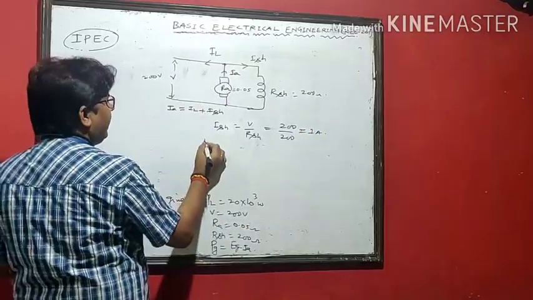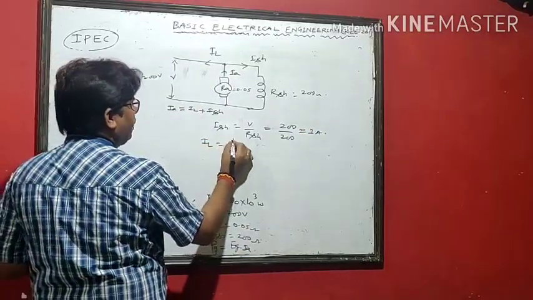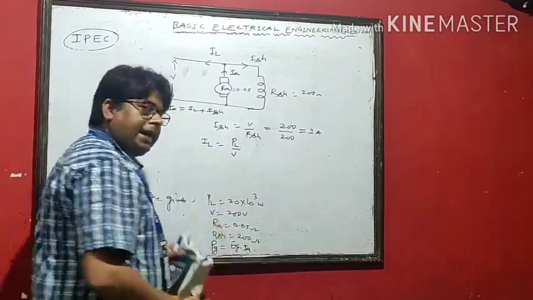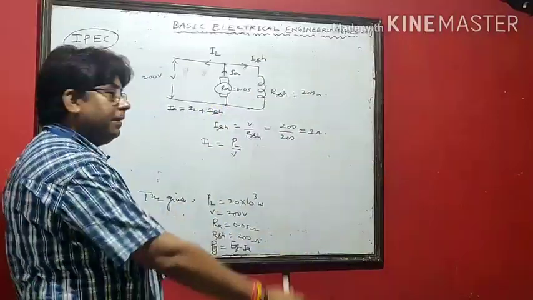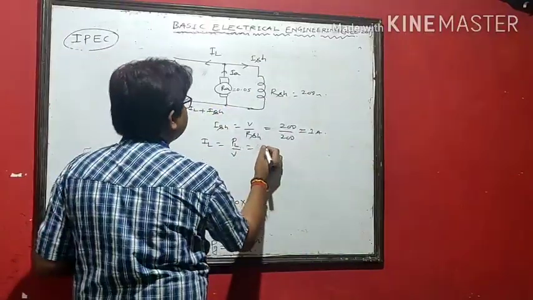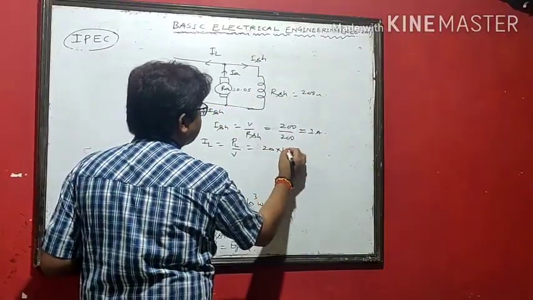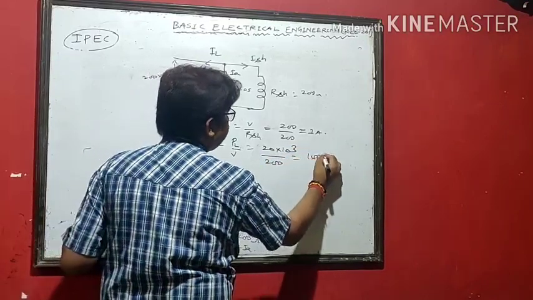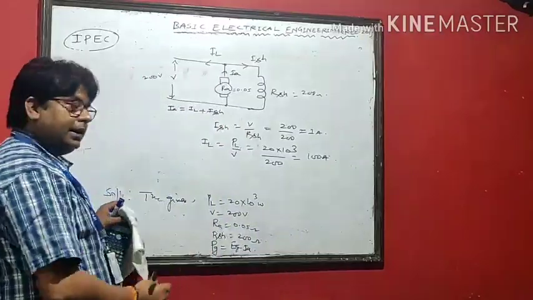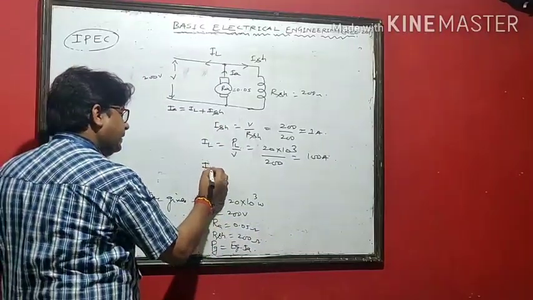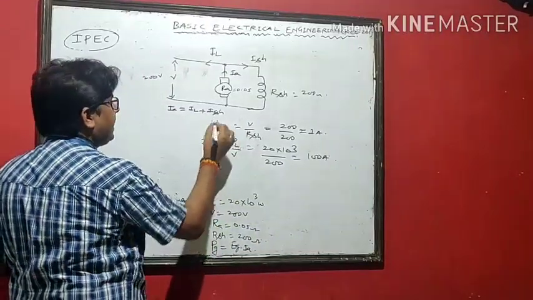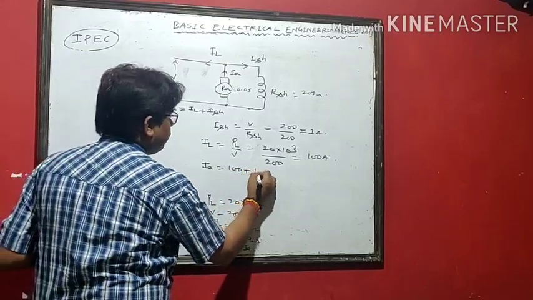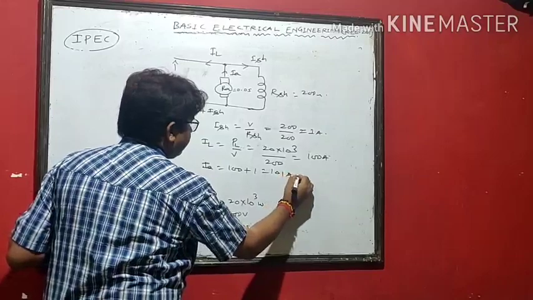Similarly, what is the value of IL? We know that IL equal to PL upon V. That is PL, 20 into 10 raised to power 3, divided by V, that is 200. That is 100 ampere. And what is the value of IA? Putting the value of IL and ISH, that is 100 plus 1, that is 101 ampere.